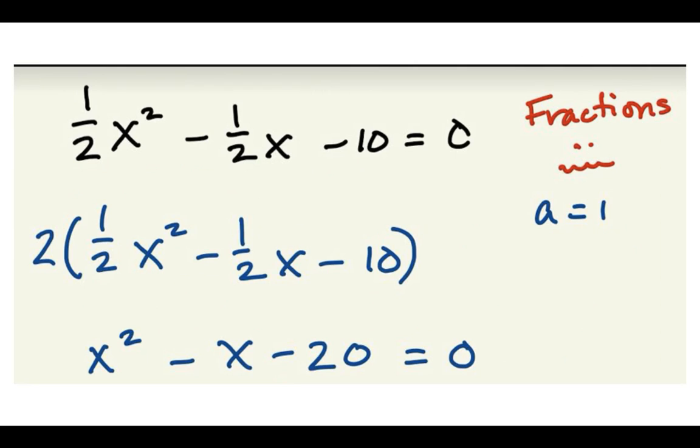Round carefully. Ooh, we have a fraction. We all know how to work with fractions, but we know that also getting rid of them makes our life a little easier. To get rid of 1/2, I will multiply by 2. Therefore, I'm left with a trinomial x squared minus x minus 20 equals 0.